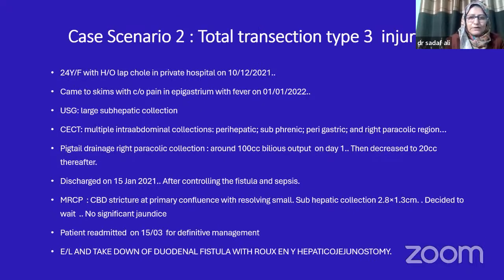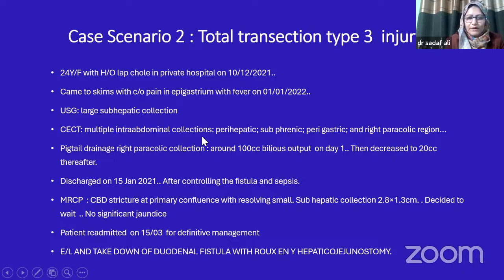So another scenario is a total transection, where a 24-year-old lady in a remote village in a private hospital underwent cholecystectomy on 10th of December. She came to us saying that despite recurrent visits to the concerned doctor, she was not that sick, but she had abdominal pain and fever on and off. After a period of 3 weeks, we saw that ultrasound was showing a large collection.